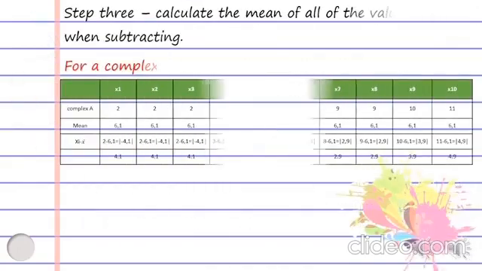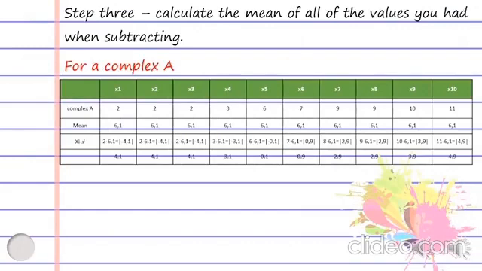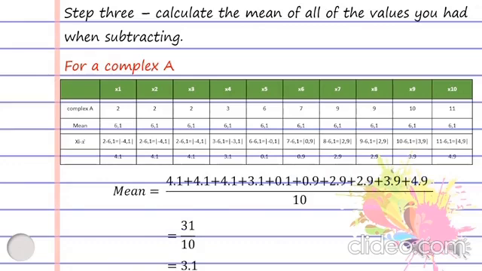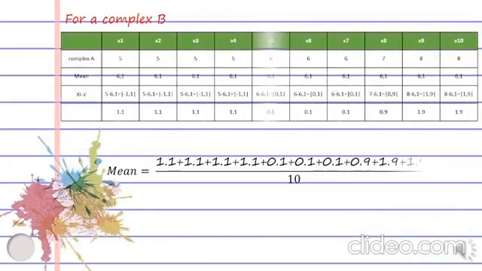So always make sure to express the difference of each element from the mean as a positive number. Next, we add these 10 distances that we came up with and divide by 10 because we have 10 numbers added together. For complex A, the mean deviation equals 3.1. We can say that the values in the dataset are a distance of 3.1 away from the mean of 6.1, while the mean deviation for complex B equals 0.94. We can say that the values in the dataset are a distance of 0.94 away from the mean of 6.1.